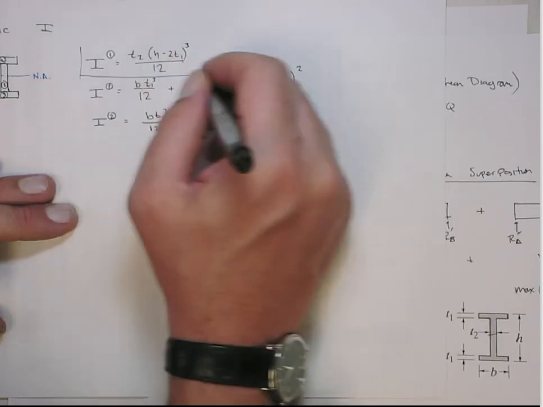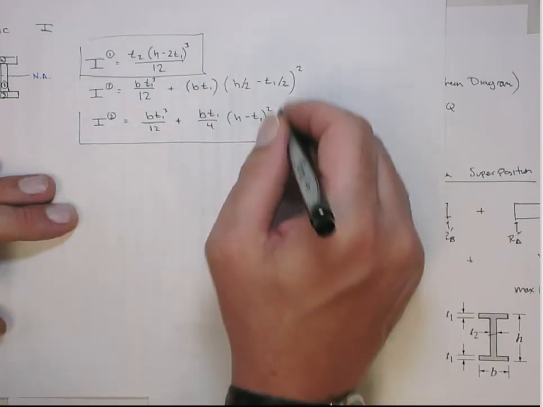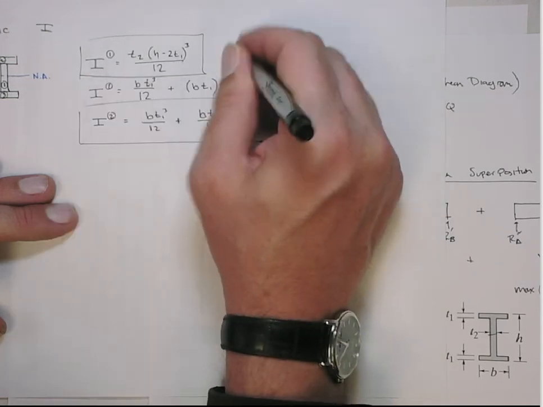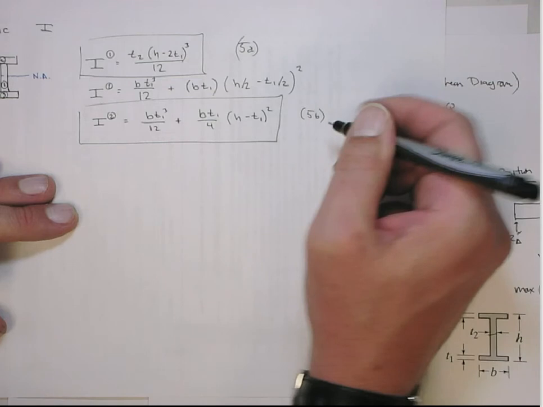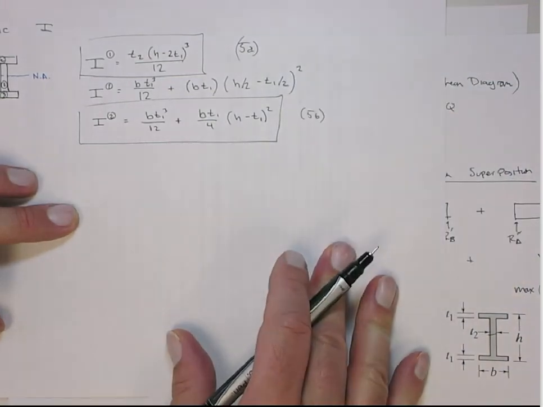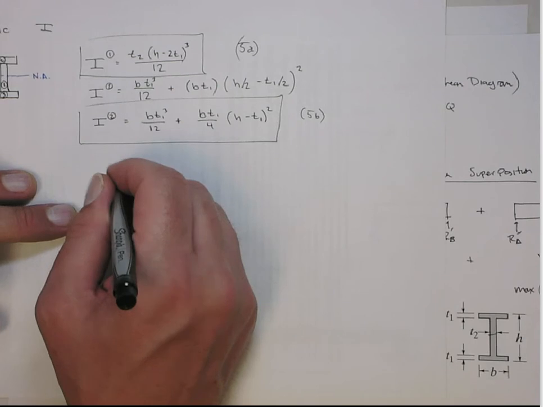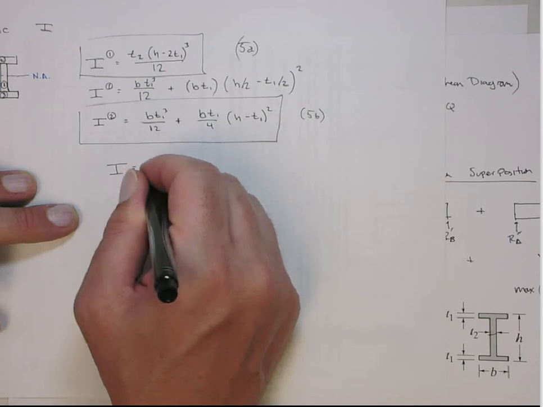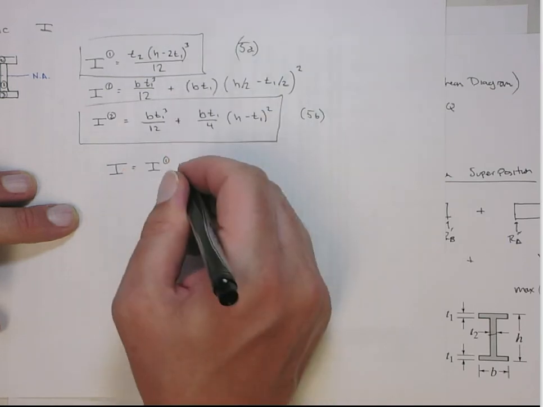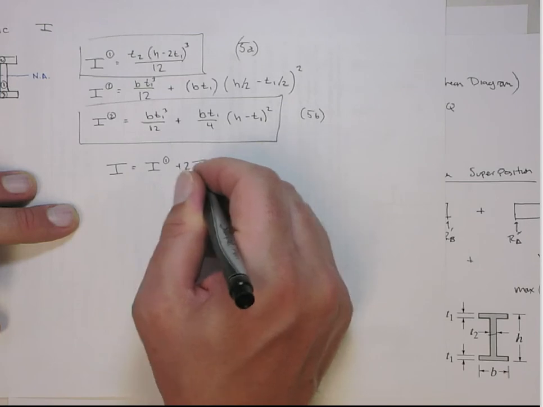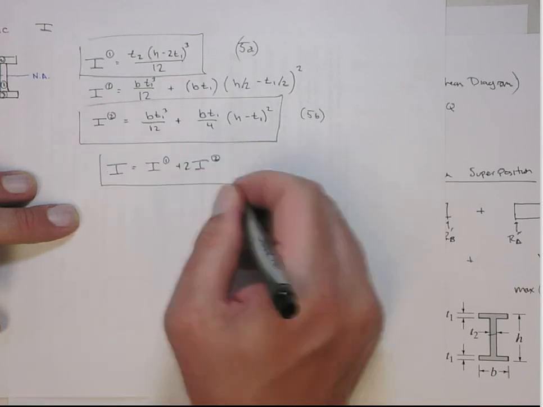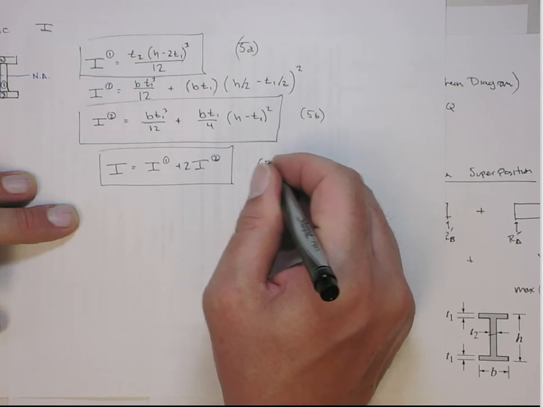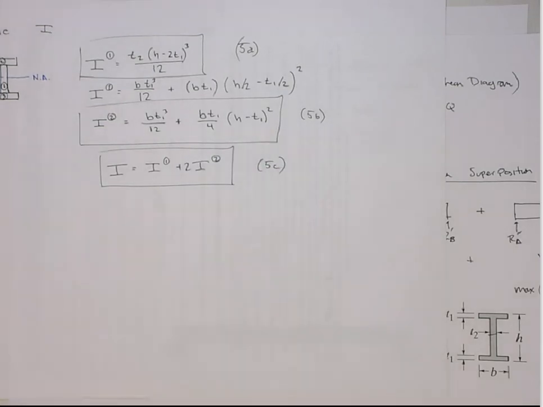So we'll use this equation and we'll reuse this equation. We'll call this 5A and 5B. So we use this to compute the 2 I's, and then we can use equation 5C, which will give me the total I, which is the I from 5A plus 2 times this I, because there are 2 flanges. Now that computes for me the total I for the shape.